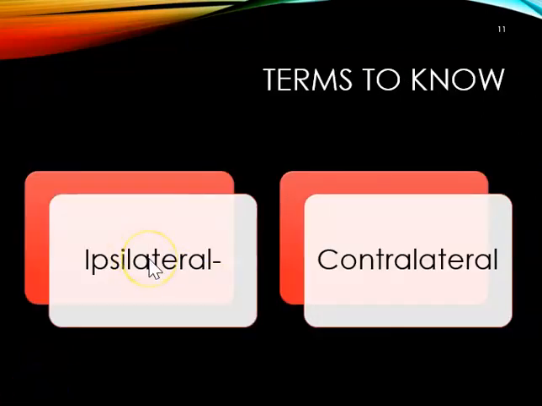So ipsilateral, that means the same side. I think of it this way: it has an S in it, so it's the same side. Contralateral is going to be the opposite side. Someone with a right hemi CVA is going to have left-sided deficits. Strokes lead to a loss or impairment of sensory motor functions on the side of the body opposite the side that the brain is damaged. So that's a contralateral effect.